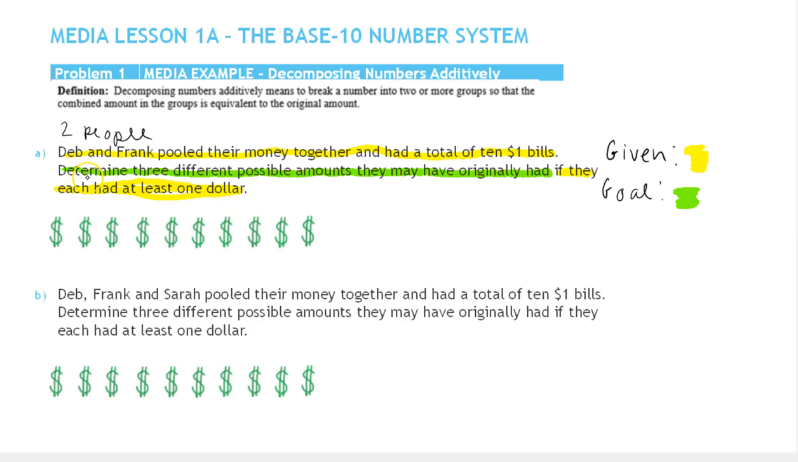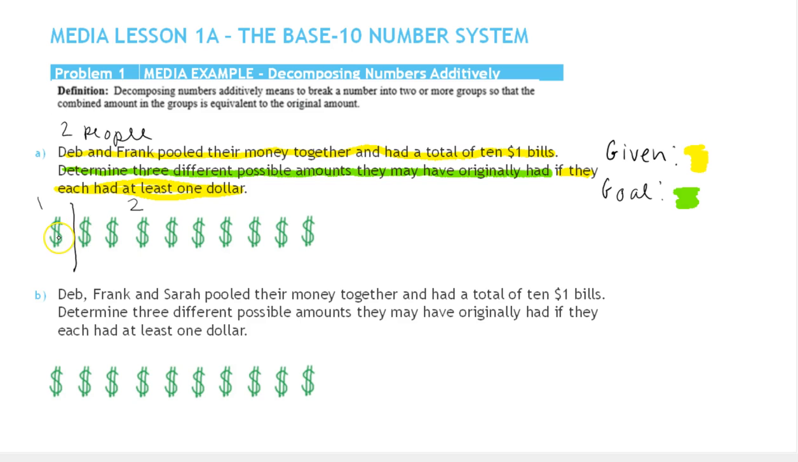So we have to determine three different possible amounts they may have originally had if we had two people with a total of 10 $1 bills and they each had at least $1. So underneath here I have 10 dollar signs, each one representing a $1 bill. So our goal is to split these 10 into exactly two groups in this case because there's two people, and see how much each person would have had in three different scenarios. So I'm going to start by putting a line here. Write one here and two here.